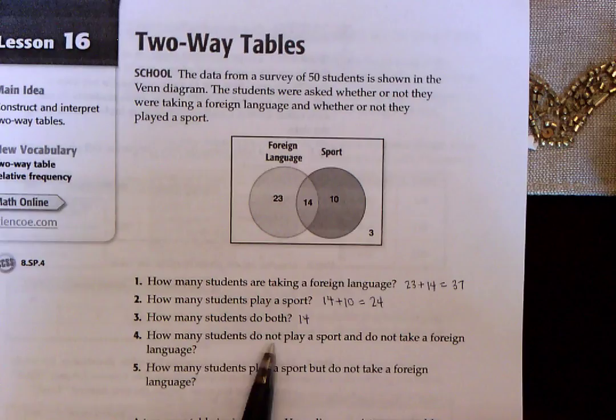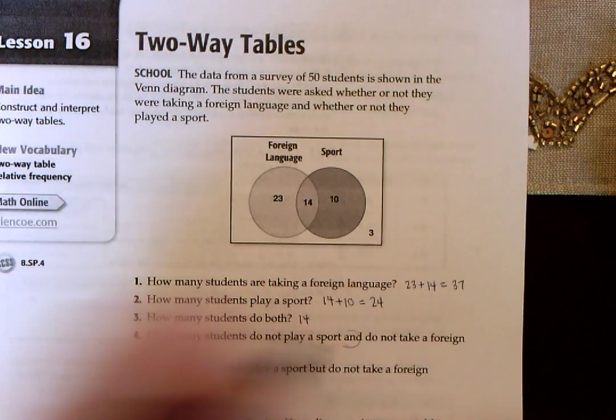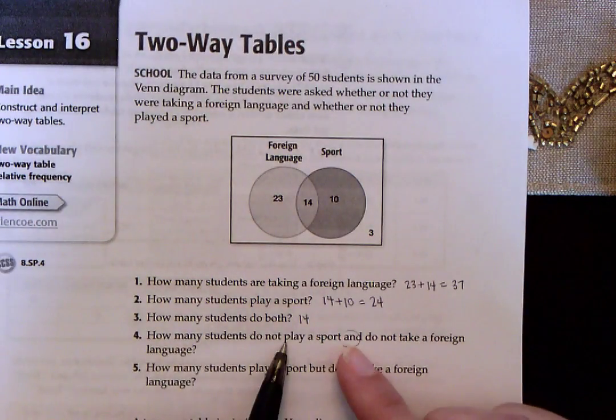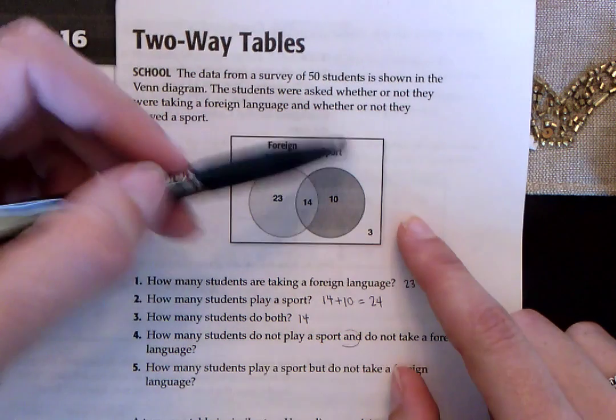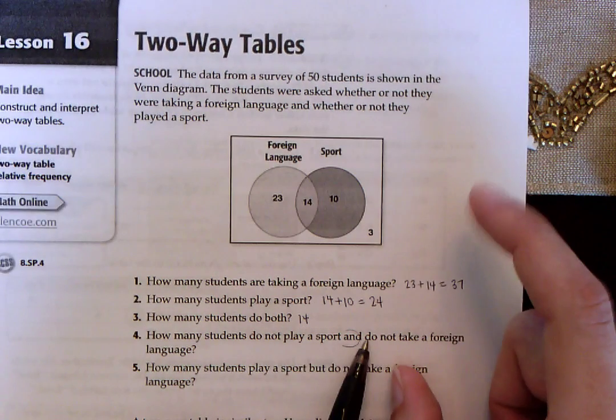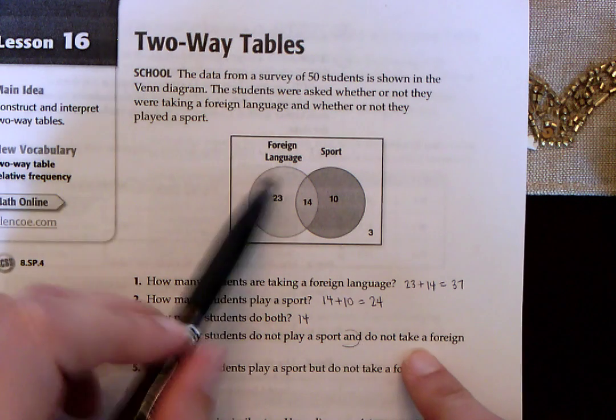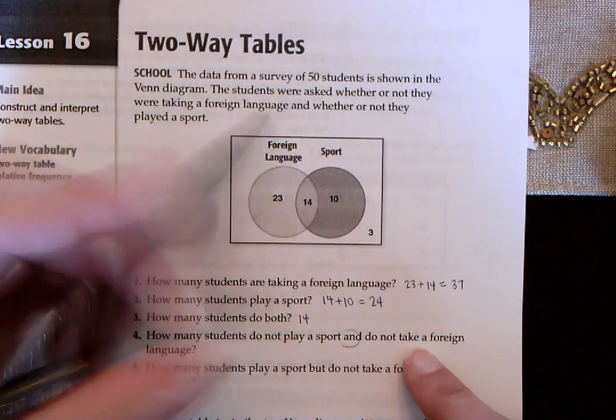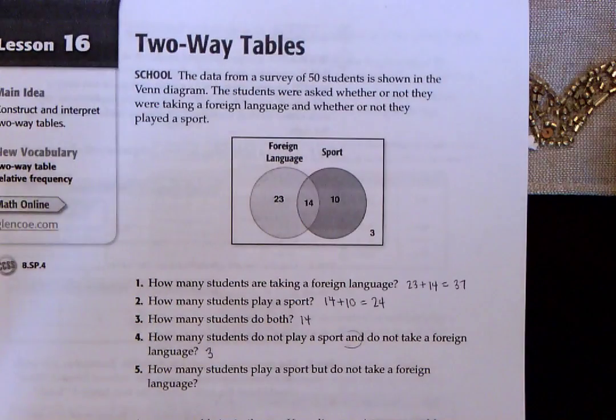How many students do not play a sport and do not take a foreign language? So, again, this is an and statement. How many students do not play a sport, so they're not in the sports circle, and they're not in the foreign language circle. So that would be 3 people. They don't do either one.